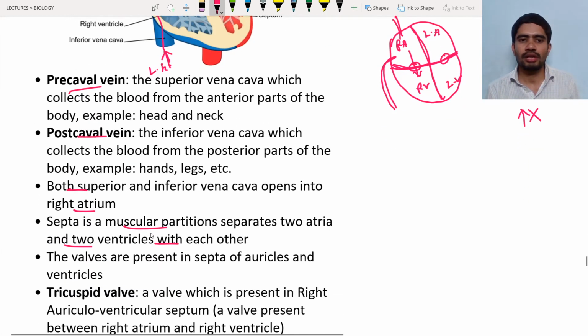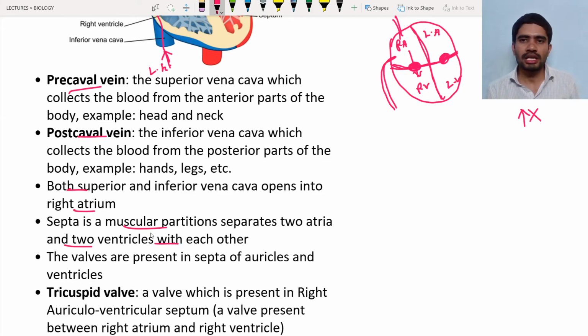Okay, this is about the septum, the auriculoventricular septum, so between the auricles and ventricles. These valves are of two types, that is the tricuspid valve and the bicuspid valve. Here you can see the tricuspid valve present, and this is the bicuspid valve.